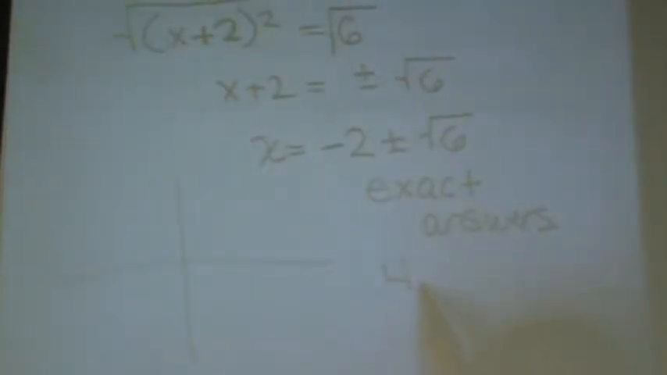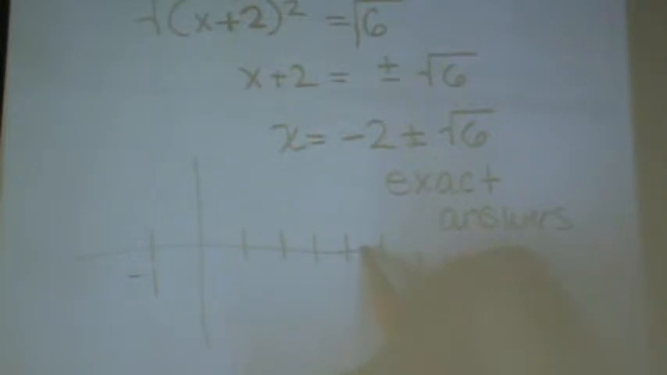Okay, what are these? These are exact answers. What if I were going to graph this and I wanted to see where it hits the x-axis? I would do negative 2 plus root 6, which, let's clear my calculator. Negative 2 plus the square root of 6 is about 4.45. And negative 2 minus the square root of 6 is about negative 0.45.